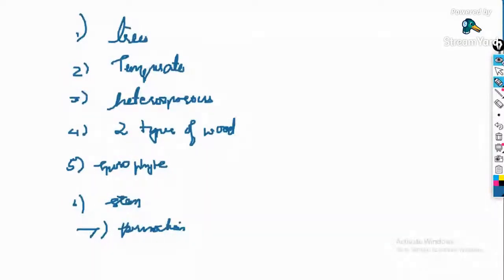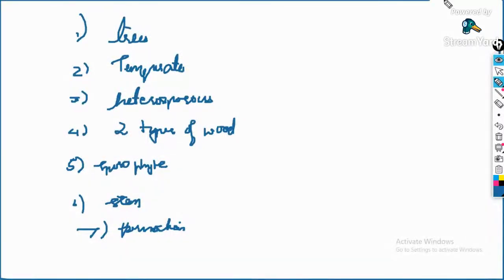I will send a table in the Telegram group. Okay, table in the Telegram group. If you watch this and ask for that table only. Okay, I don't know whether you are watching this or not. So if you watch this and ask for that in Telegram, surely I will post it.